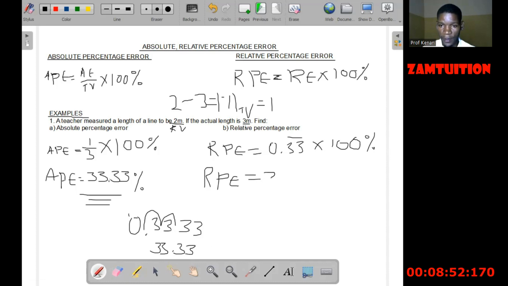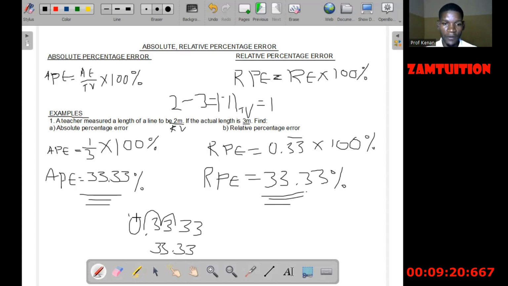So it will be 33.33, which is percent, because it is a percentage. So this is the value which is there. You can see that this value and this value are the same, but we use different formulas. So you have to solve it. You use different formulas, so they will still give you the same. So that's how it is.